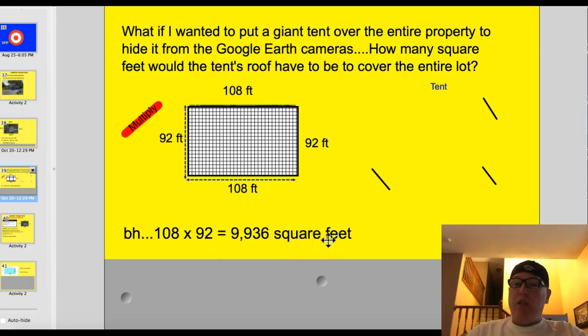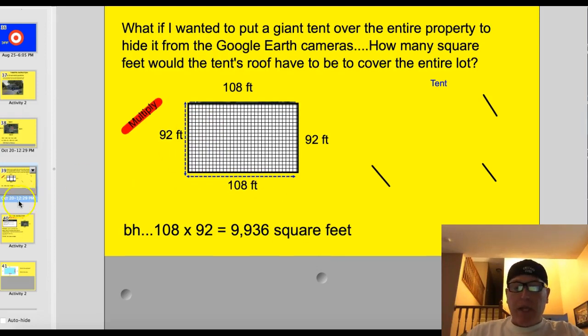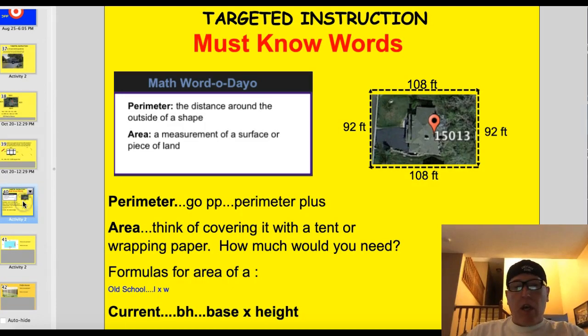Now you've got that square feet, because it's two-dimensional here. Okay? You can even see the squares in there. That's why I picked that one. All right, let's take a look at a little math vocab. Perimeter is just the distance around the outside of a shape. The area is the measure of a surface or piece of land.